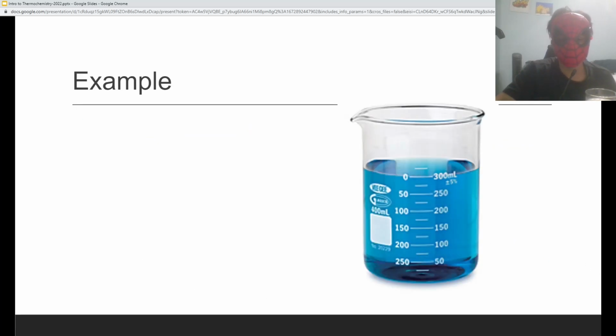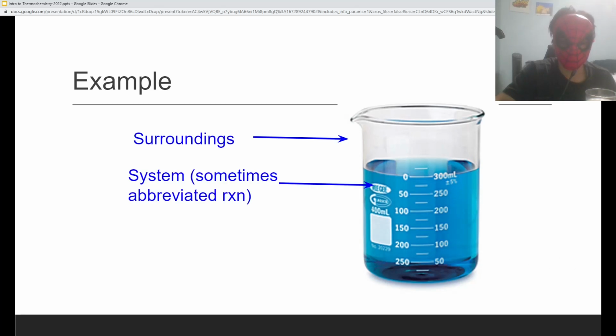In this slide, we see an example of a chemical reaction taking place within a beaker. The beaker itself is the container or vessel that holds the reaction mixture, and it is part of the surroundings. The substances that are reacting within the beaker make up the system. As the reaction proceeds, energy is exchanged between the system and the surroundings.